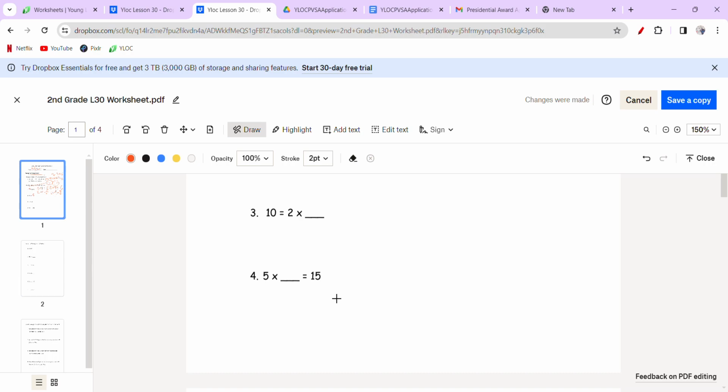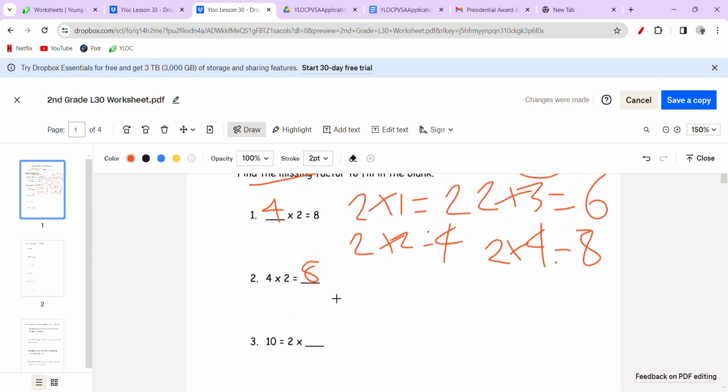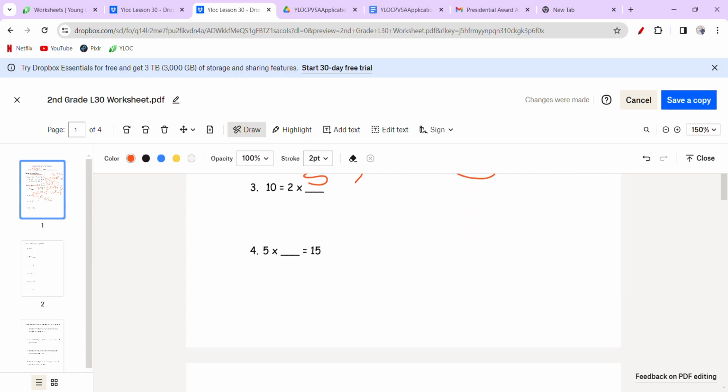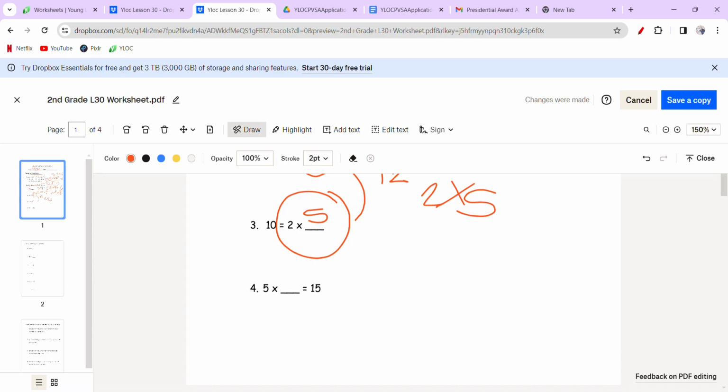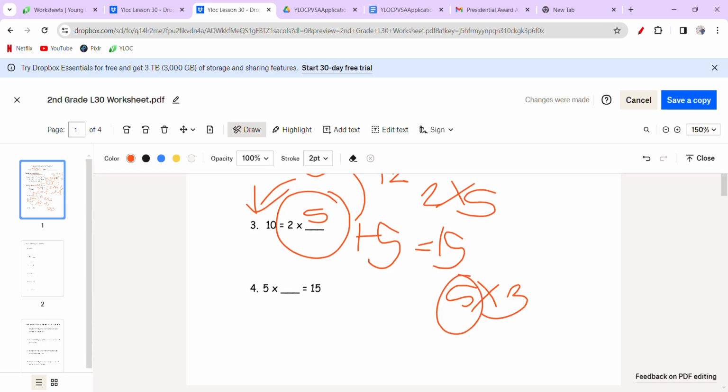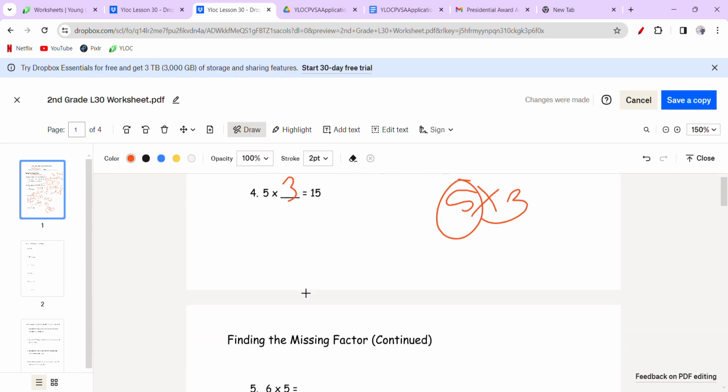10 equals 2 times what? Okay, if we know that 2 times 4 equals 8, and there's only 2 away, if you add 2, then that will be 2 times 5, right? So it would be 5 as a missing factor. 5 times what equals 15? You can use your knowledge right here. 2 times 5 equals 10, right? If you add one more 5, that equals 15, right? 10 plus 5 equals 15. Then we know that it will be 5 times, not 2, but 3, because you have one more 5. So the missing factor will be 3.